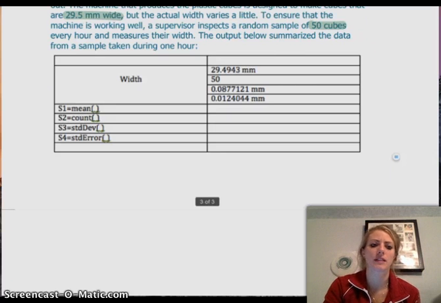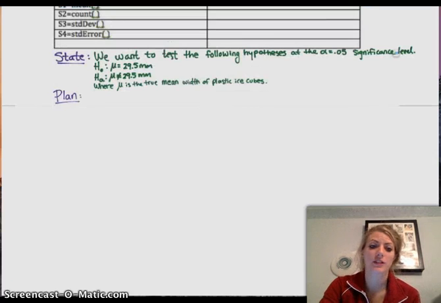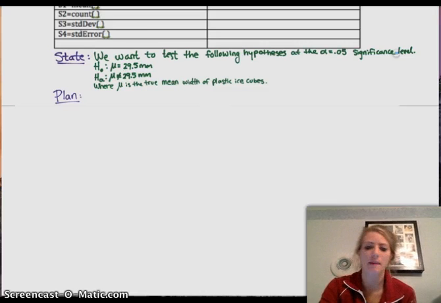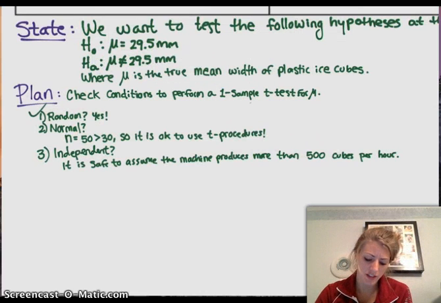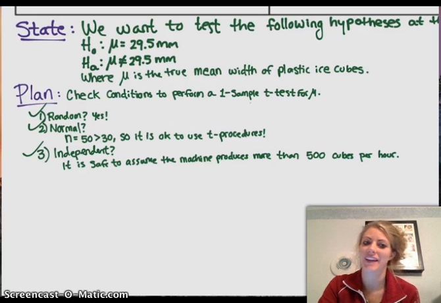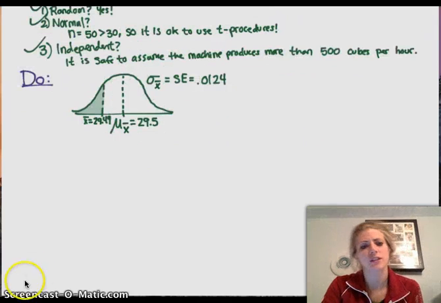So let's set up our state and plan. So there's our state. Our plan is the same thing. Is it random, normal, and independent? And in this case, for the normal condition, we don't have to graph anything because n is greater than 30. So yay, we're happy. So we can check off all of our conditions, and we can go on to actually calculate our p-value.